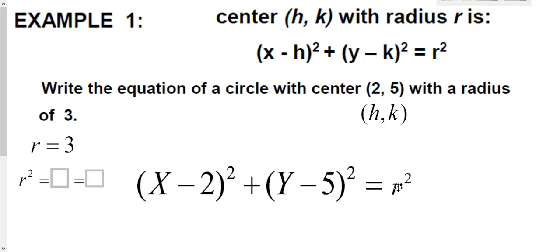And then the last part, to finish this equation off, we need the radius squared. Well, they told us the radius was 3, so 3 to the second power is 9. So we put the 9 there. There is an equation of a circle that has (2, 5) as a center and a radius of 3. That's all there is to it, substituting the numbers in there. You'll see later what we do special when h and k are negative numbers or 0, and when we get minus and negative. But that's all there is to it.